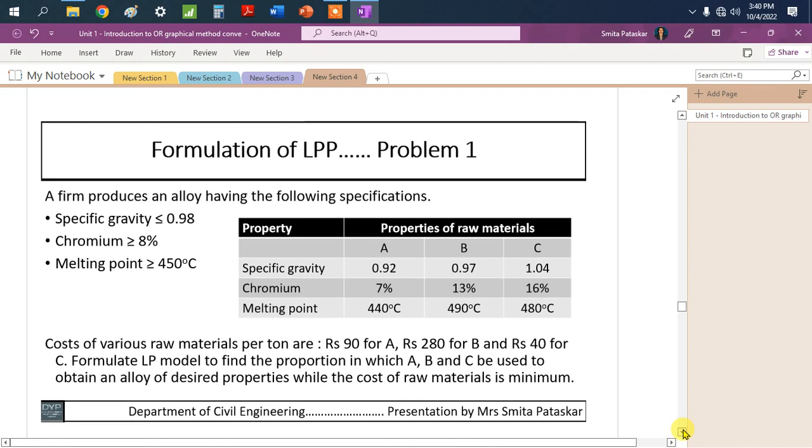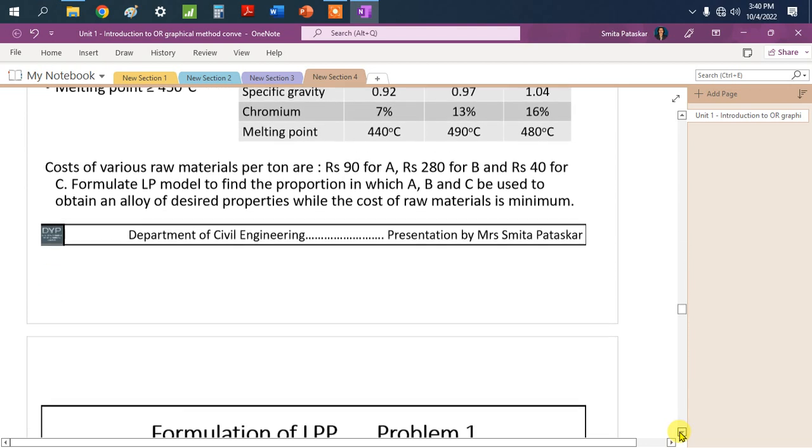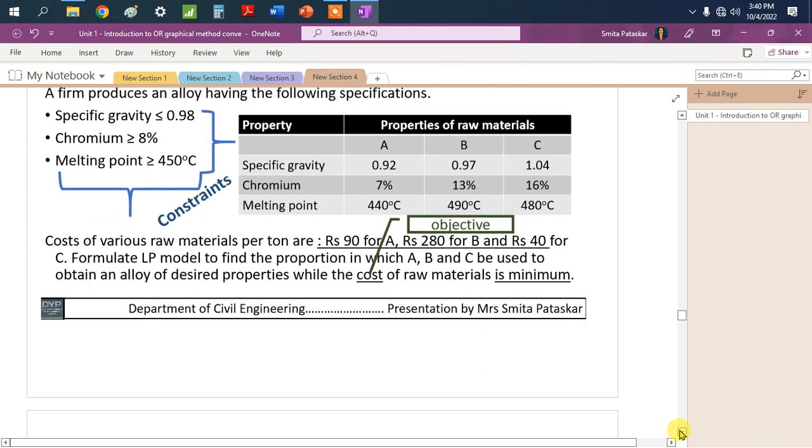So this is another problem. A firm produces an alloy having the following specifications. The properties of the raw materials are given, and whatever the requirements are given over here on the left hand side, and the cost for the raw materials are given in tons. Now here you remember that the cost of various raw materials per ton are given like this. So it is 90 for A, 280 for B and 40 for C. So similar to the first two examples, we can formulate the problem.